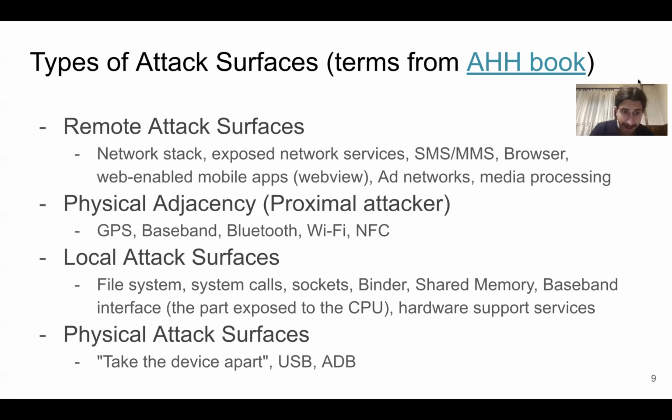And the last one that I have here is physical attack surface. Not only do you need to be physically near the attacker, as in the physical adjacency or proximal attacker case, but you actually need to have the phone in your hands. Under this attack surface, you have things an attacker can do once he can open the phone apart, so he can play with the hardware, or plug in a USB, or try to have ADB access. Okay. Cool.